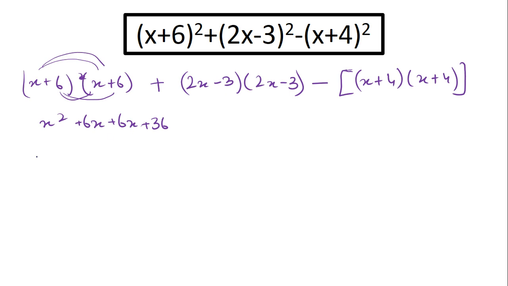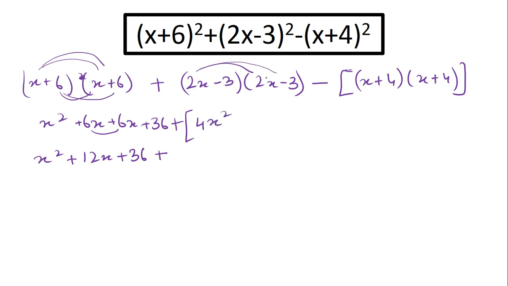And then let me just simplify this first. So x squared plus 6 plus 6 is 12x plus 36. Now this is one part of my equation done. Then I have a plus sign, and then after that I have this. So 2x times 2x, 2 times 2 is 4. So I just have 4x squared. x and x is x squared.